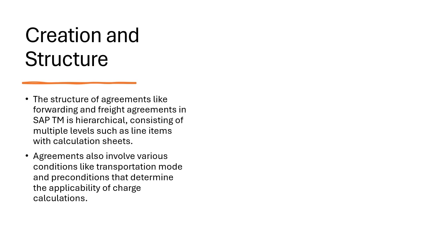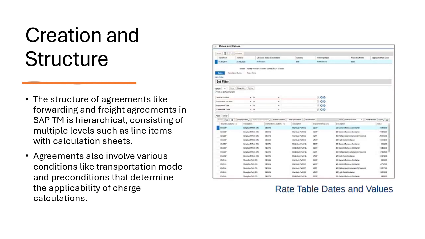And next is creation and structure. Rate tables, which store the actual transportation rates, can be created either from a calculation sheet or as standalone tables. These rate tables are linked to specific charge types and help automate the charge calculation process. And this figure shows the rate table structure, which also shows the valid dates, currency, and applicable scales such as origin, destination, and equipment type, which need to be defined.